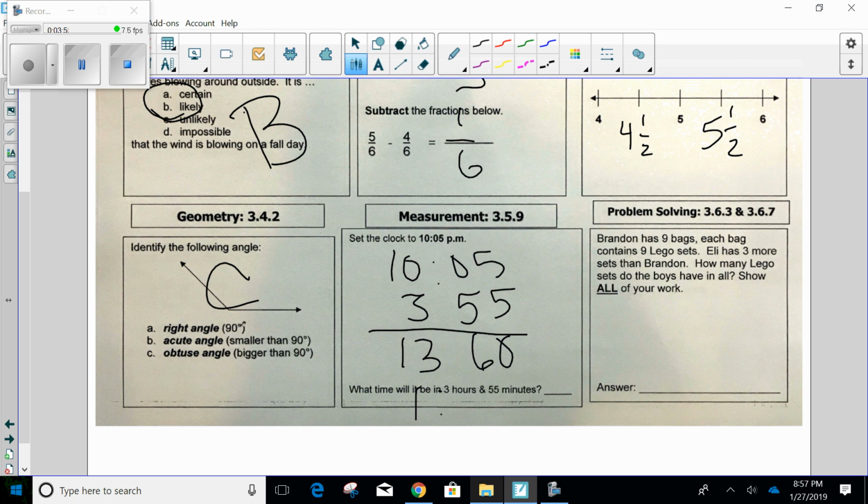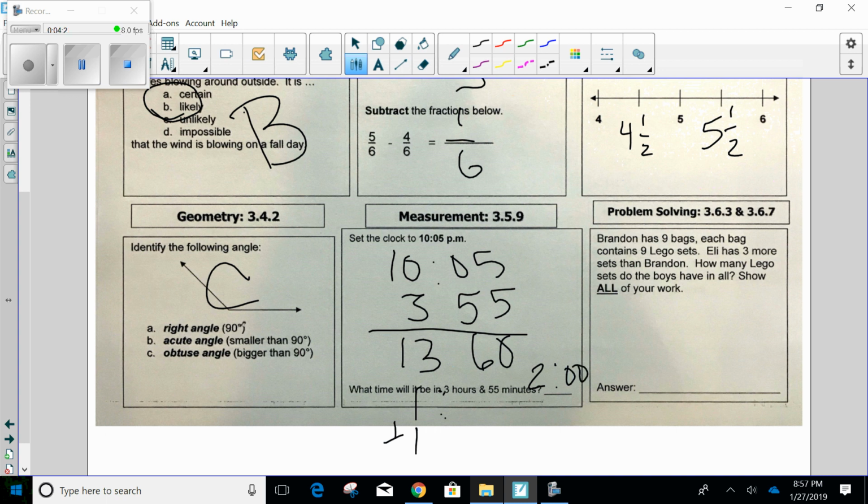Well, wait a minute. Mrs. Keith, let's think here. 60 minutes. You can't say 60 minutes. 60 minutes is a whole hour. So we're going to add that 60 minutes to over here. So it'd be plus 1. So it would actually be 2 o'clock.